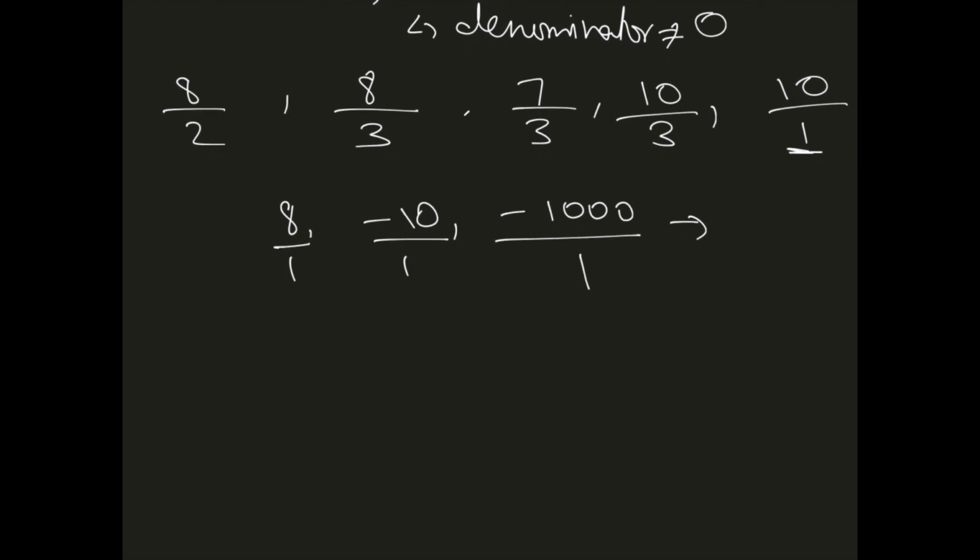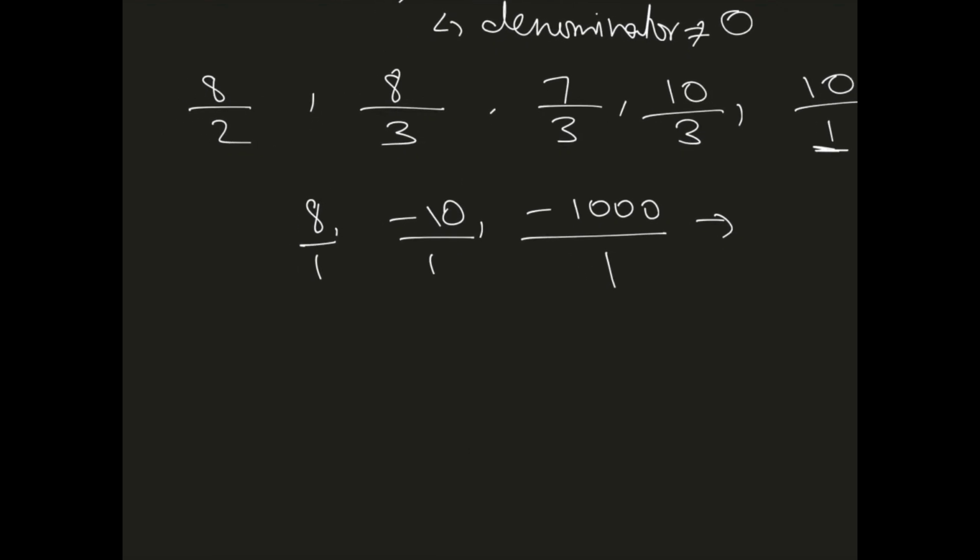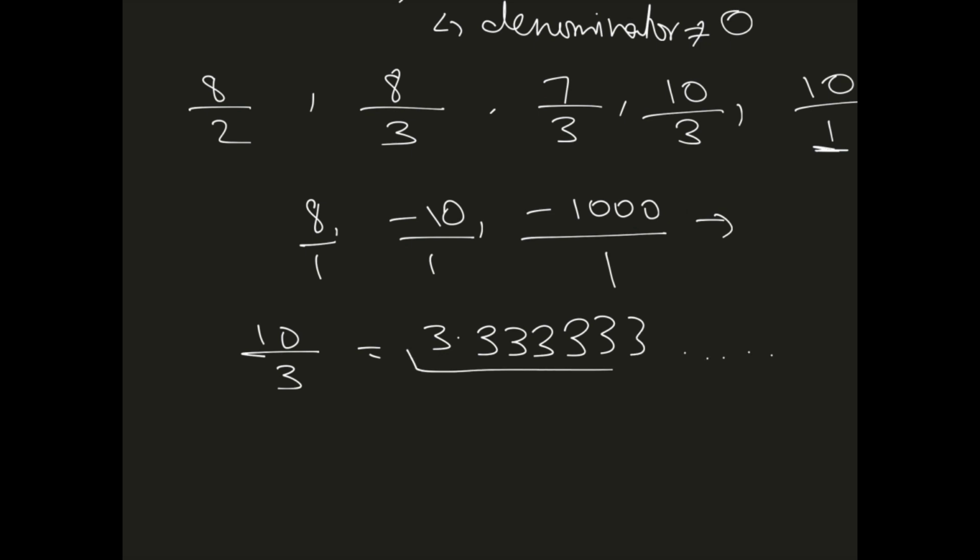But if you write, let's say, 10 divided by 3 in decimal places, when you divide 10 by 3, you get 3.3333333, and the 3's just go on and on and on. So this 3.33333, because the decimal places are infinite, that's what makes this an irrational number. While this 10 by 3, because it's a fraction, it is a rational number.